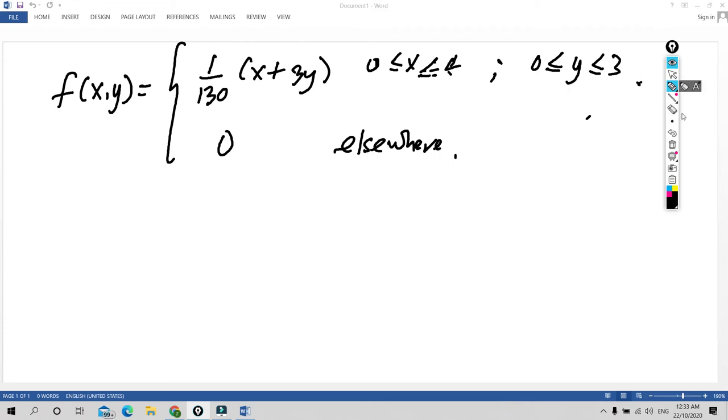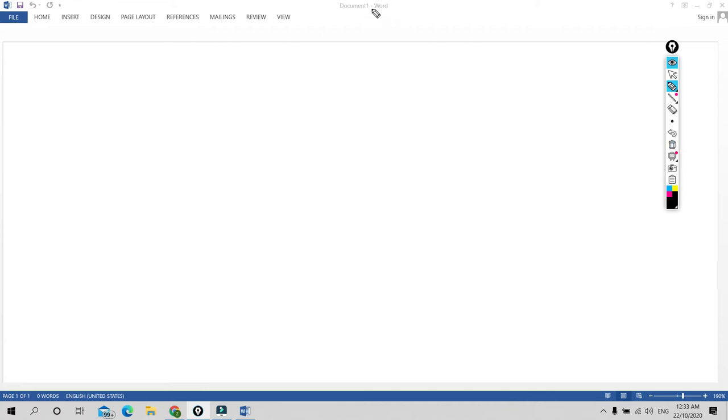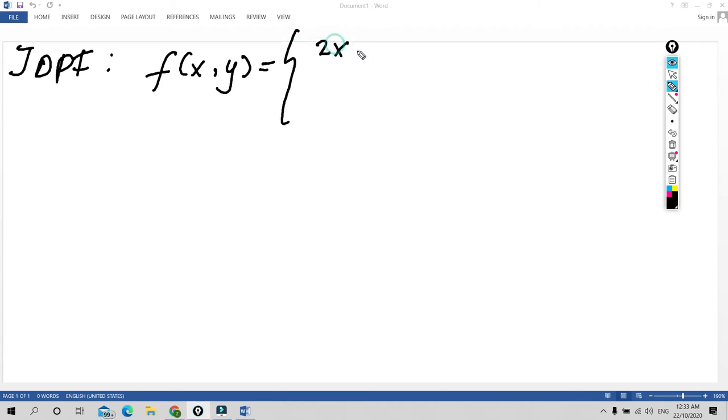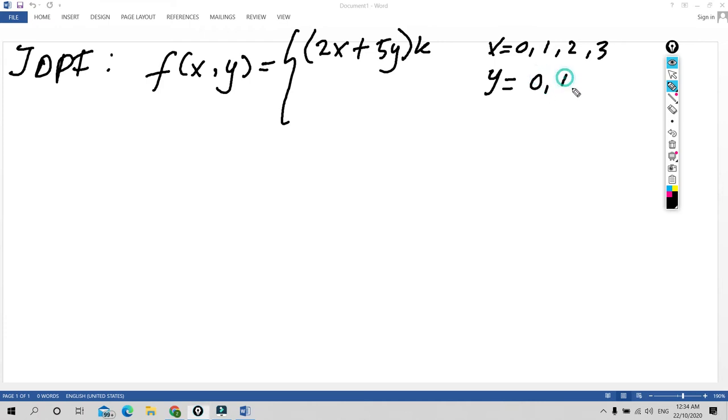Now, let's say I have one more example. Let's say my joint discrete probability function is given as f(x,y) equal to 2x plus 5y times k, for example, where x is equal to 0, 1, 2, and 3, while y is equal to 0, 1, and 2, and 0 elsewhere. Now I want to find the k value.